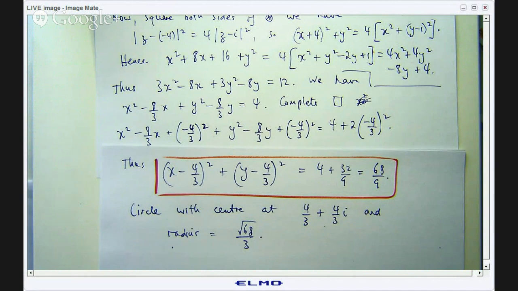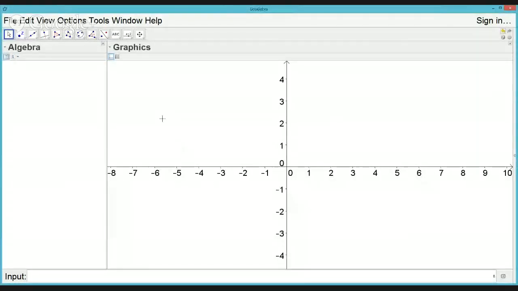Okay, so let's see if we can plot that. I'm going to do that in GeoGebra. So let me just share my screen with you and see if we can get that open. Okay, here we go. Okay, so let's go to the point, say 4 on 3 plus 4 on 3i. And then let's see if we can make a circle out of that.